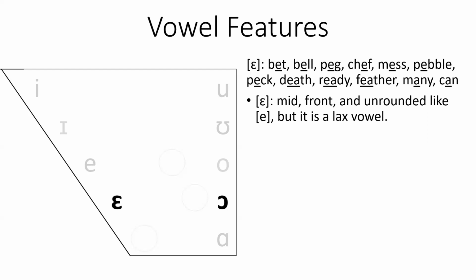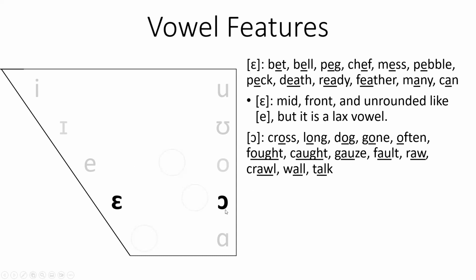As I said, this vowel is mid, front, and unrounded. So both e and epsilon are mid. They're both in the middle of the mouth. They're both in the front of the mouth. And like all front vowels of English, they are not round. But e is tense and epsilon is lax. You hold your tongue tense with an e and you relax it with an epsilon.